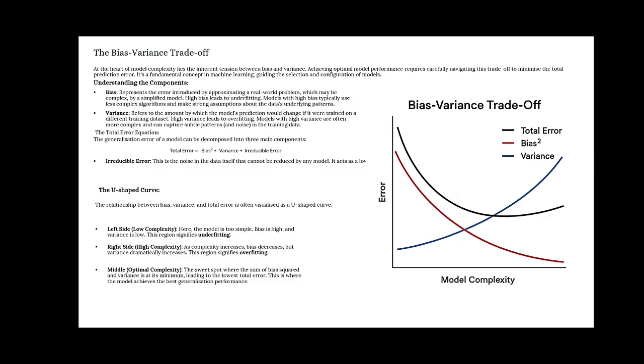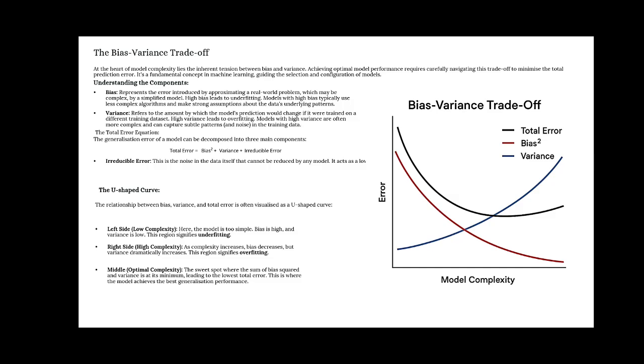Let's quickly define the components again. Bias, which is the error from a model being too simple. High bias leads to underfitting. Variance, which is the error from a model being too sensitive to the training data. High variance leads to overfitting.